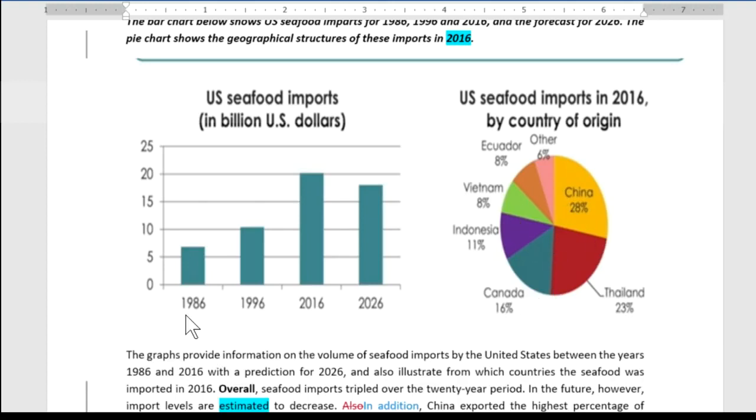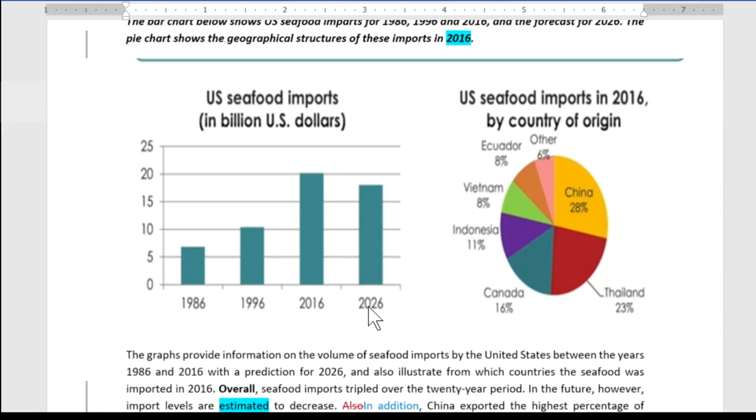So normally with these bar charts, we're interested in what's the trend, right? Change over time, what's the trend? And here, what's the highest and lowest proportions? The other thing that's interesting about this task is this here, 2026.